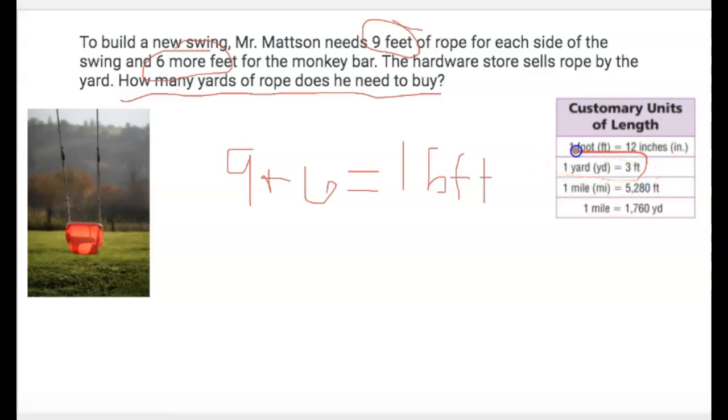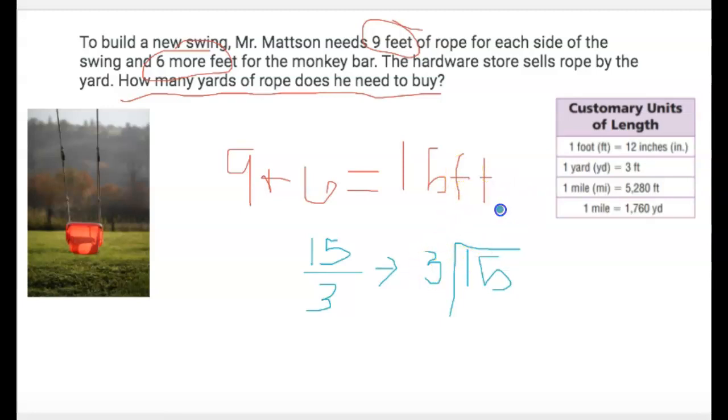So I want you to think about this because this might seem a little backwards to you. But if you have 15 feet, 1 yard is 3 feet. So you are going to have to see how many groups of 3 you can make out of 15. So you've got to take 15 feet and divide it by 3, which remember you can write as a fraction, which is 15 feet divided into groups of 3. That will tell you how many yards he has because every 3 feet makes a yard.